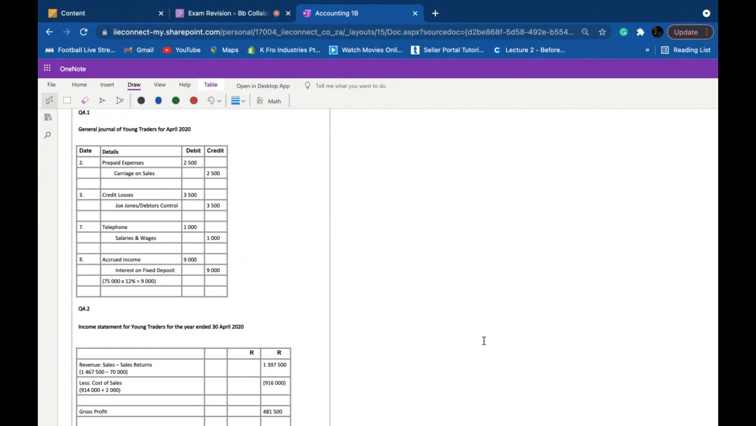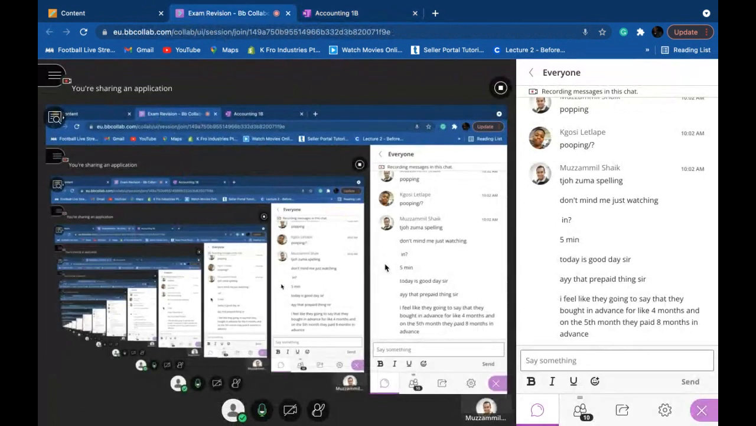I feel like they said that they paid for 3 months in advance. So let's say they started in January, so they paid till March. But then in April, they paid again till like July. Could they ask us something like that? What's the possibility of that happening?